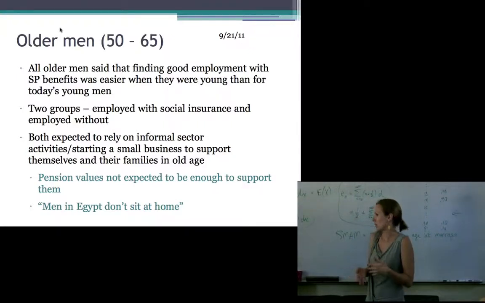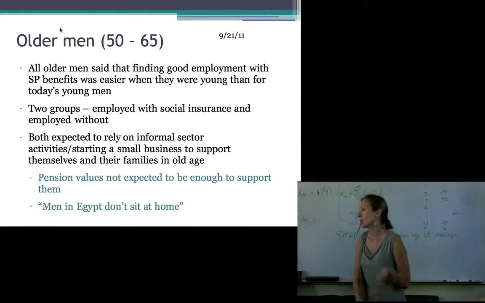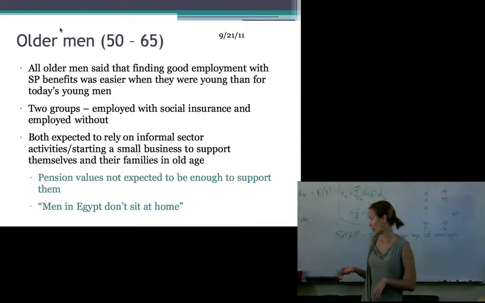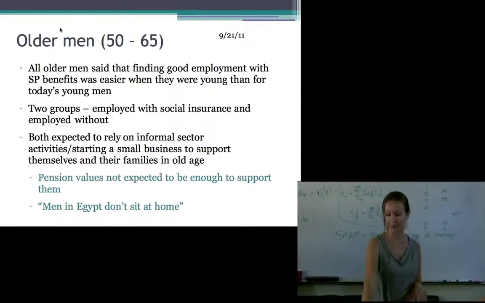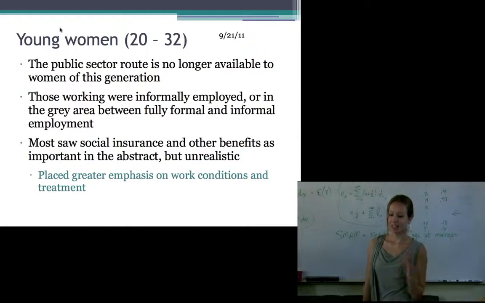So, but you're not really tired. Sit at home and enjoy yourself. No, men in Egypt don't do this. Men in Egypt don't sit home, they don't retire. Everybody sort of keeps working basically to the point where they can't, because the pension values are very low. So they rely on these sort of informal sector jobs or starting a project, like a small business, to support themselves and their families. So in a way, the informal sector is sort of serving as the social safety net rather than the actual formal pensions that people are getting.